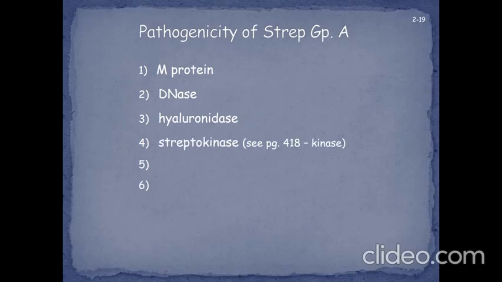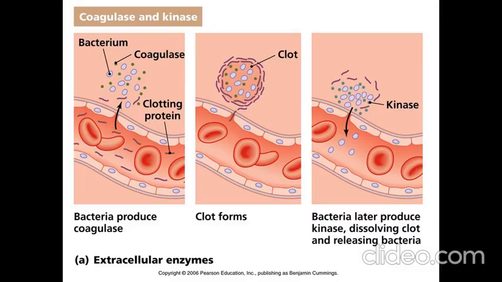The streptokinase, again, this is another enzyme. This is a kinase much like the staphylokinase that we saw before. And same purpose as before. This is used to break up clots, so it will destroy that fibrin clot that exists, and it helps it to spread and move a little bit easier. I showed you this image before, the coagulase and kinase, and this is a kinase, so same idea. It'll come in, it can help break up the clots and release bacteria.